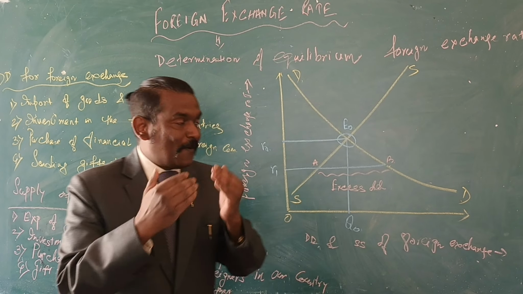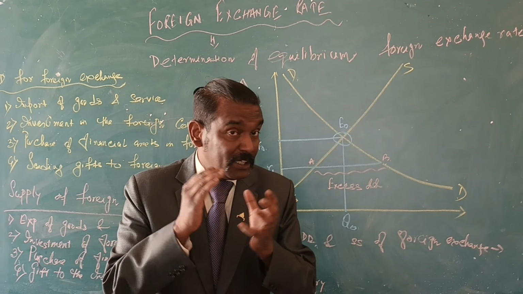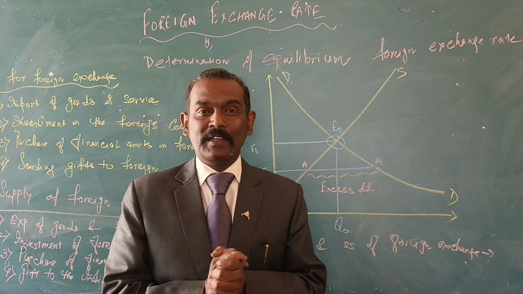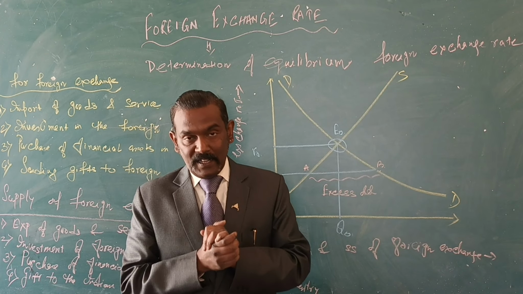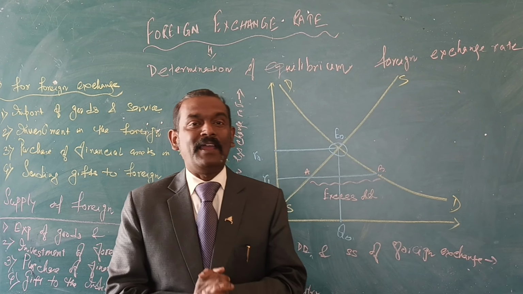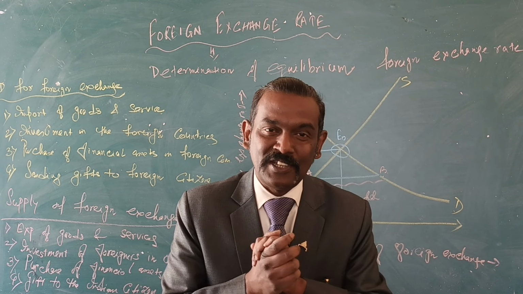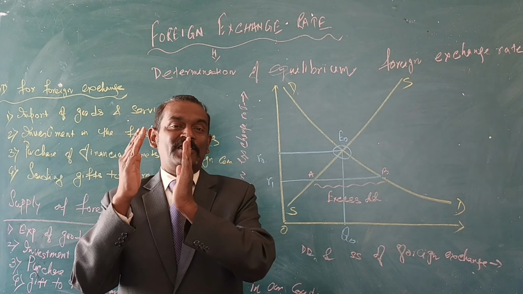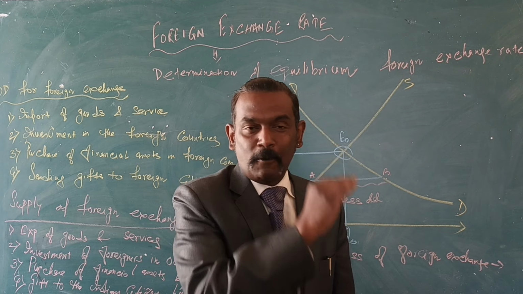So today we have to find out how the equilibrium foreign exchange rate will be determined with the help of demand and supply of foreign exchange. My dear boys and girls, the equilibrium foreign exchange rate under the flexible foreign exchange rate system will be determined where the demand for foreign exchange and the supply of foreign exchange intersect. Where the demand curve and the supply curve of foreign exchange intersect, that is the point of equilibrium.